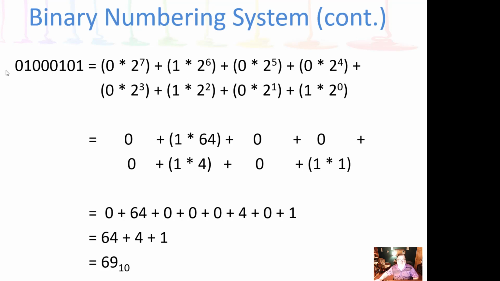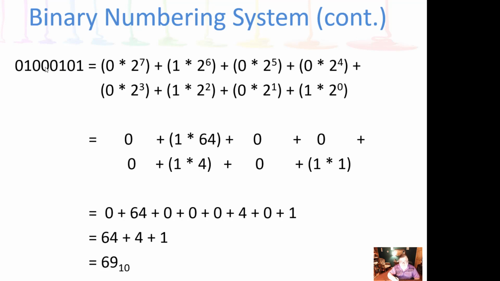So here's a number, 010000101. It's a binary number. So we have 0, 1, 2, 3, 4, 5, 6, 7. So it's 0 times 2 to the 7th, plus 1 times 2 to the 6th, plus 0 times 2 to the 5th, plus 0 times 2 to the 4th. So 0, 1, 2, 3, 4, we're right here.